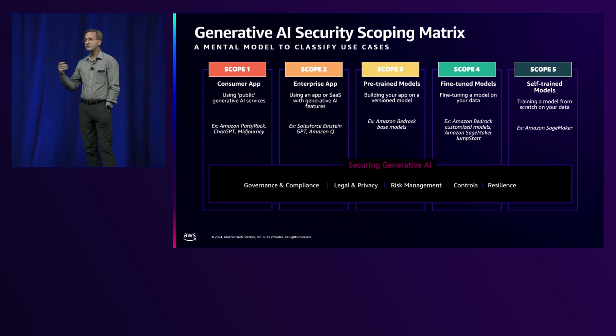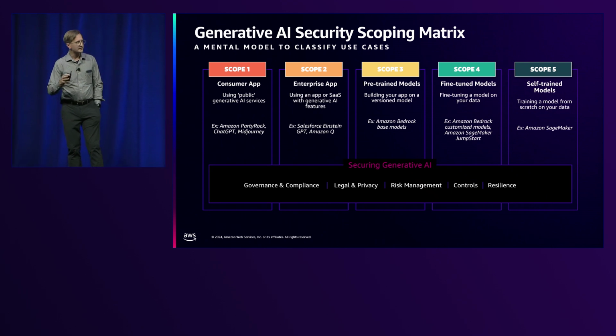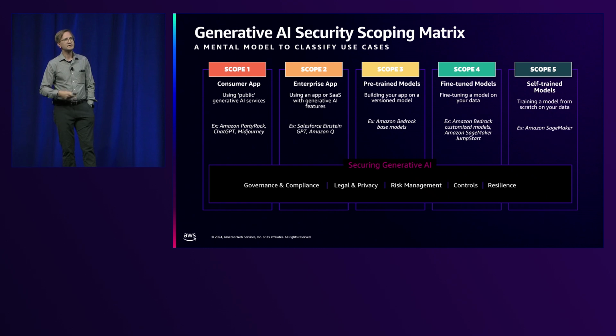And across all of these 5 scopes, you have these dimensions: governance and compliance, legal and privacy, risk management, controls and resilience. These are going to be driving the questions you're going to want to ask and how you're going to drive that secure development process if you're looking at those scope 3, 4, or 5 in this matrix.